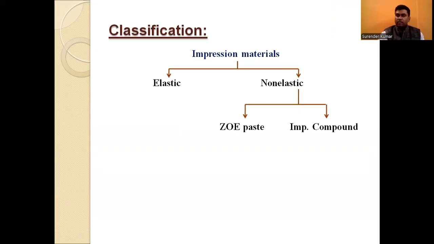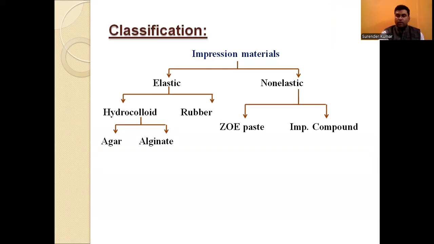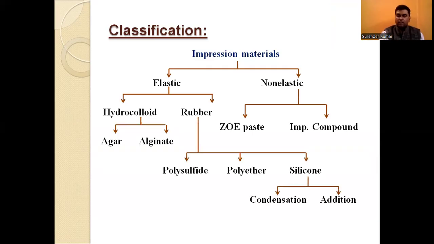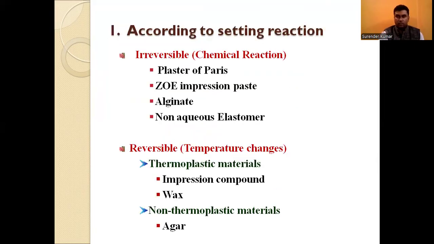Under the non-elastic are zinc oxide eugenol paste and impression compound. Under the elastic type, there are hydrocolloids and rubbers. There are two types of hydrocolloids, agar and alginate, and there are mainly three types of rubbers, which are polysulfide, polyether, and silicone. Silicones can be divided into addition and condensation silicone.